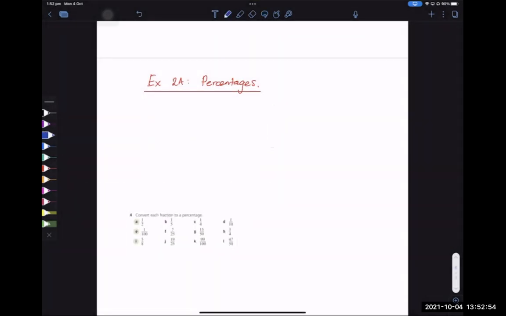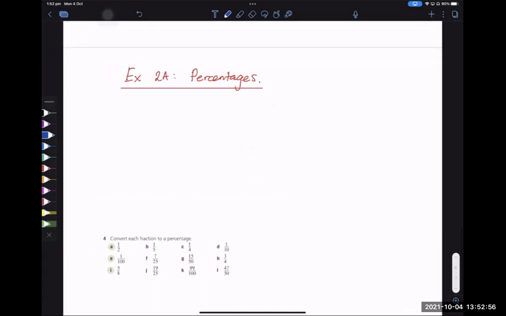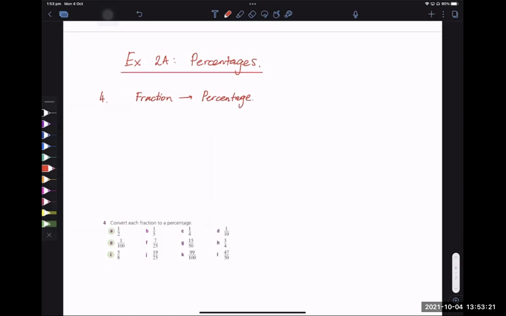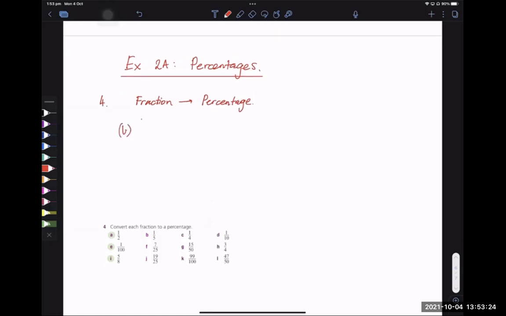So here are the questions. So this is question number 4. And instead of writing out the whole question, you can just write fraction to percentage. I'll get you to do 4A, E, and I by yourself. However, I'll use the other questions as examples, okay? So we've got 1/5 here as our first fraction. We want to change this to a percentage, so it's equal to something.